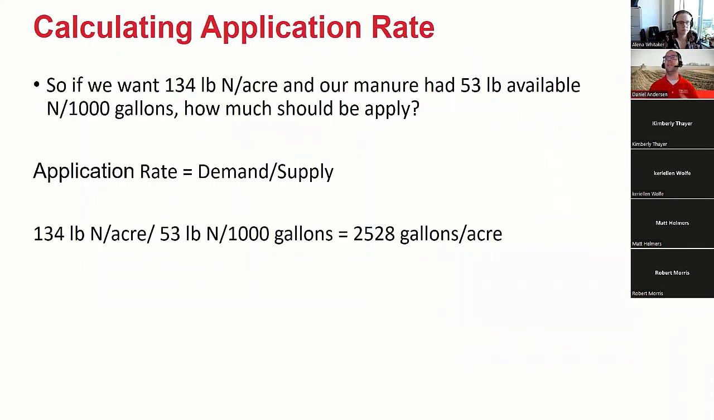So just to finish up that example we had before with that swine manure, we just really need to get our rate now. And here, if we're using that maximum return to nitrogen tool, it said we wanted 134. For every 1,000, we're getting 53. So in this case, it says I should put on about 2,500 gallons of manure, so that's swine manure per acre, to meet my nitrogen need for the crop.